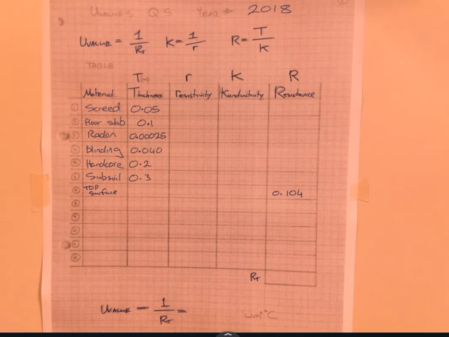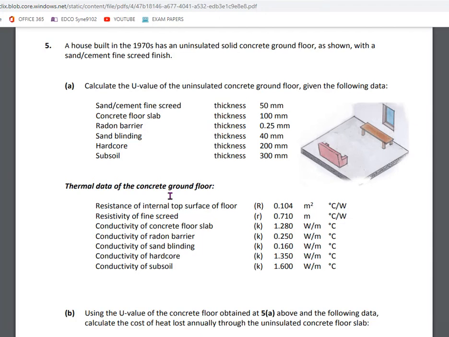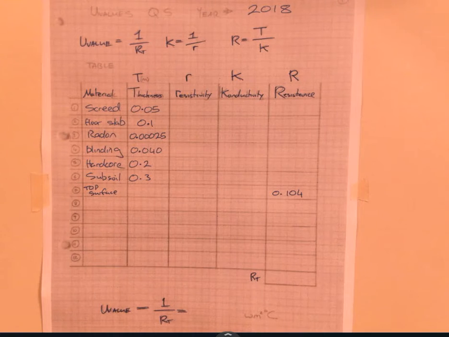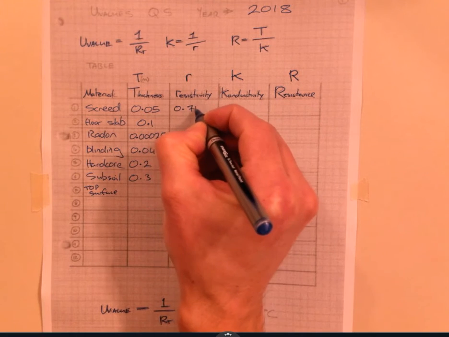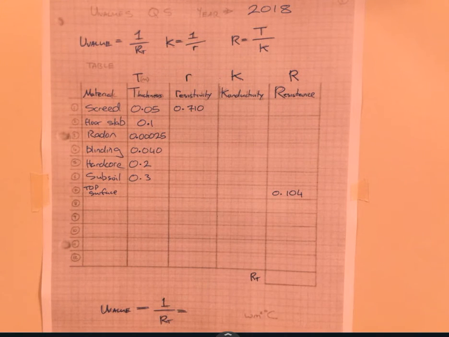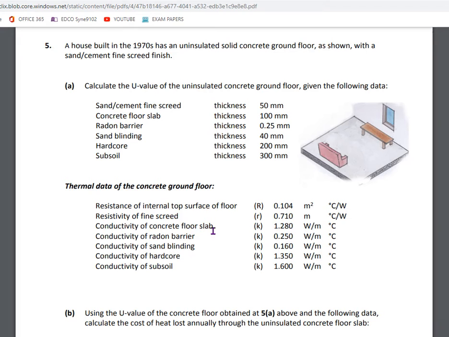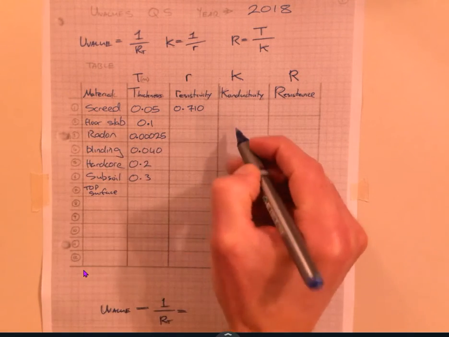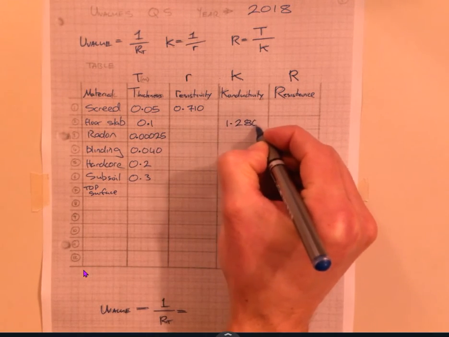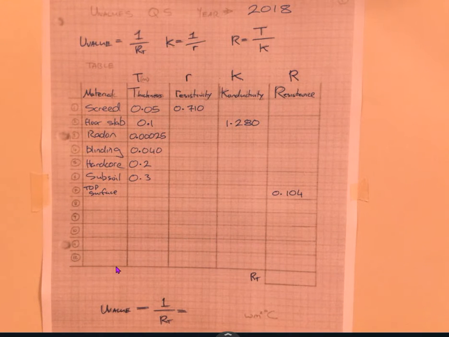I'll go and find the thermal data values for each of these now and drop them into the correct place. So for example, the screed, I need the thermal data for the screed. Its resistivity is 0.710. Floor slab. The floor slab has a conductivity of 1.280. And we fill in all the other measurements as we've done those first two.